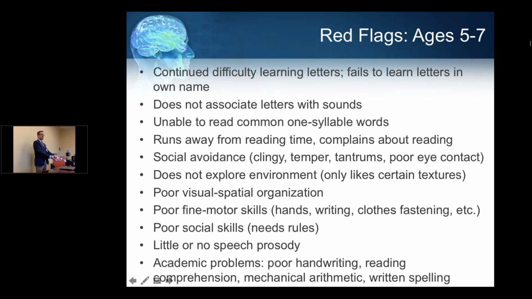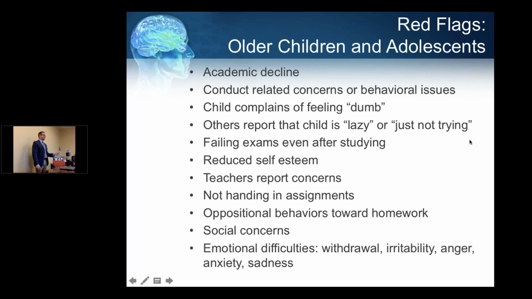The brain has the ability, you see it at home, right? So there's something else going on. And so it's important that you analyze those. When I do my assessments, I always give teachers stuff to fill out, unless the kids are itty bitty. Because you want to know, what are the teachers seeing? For older kids, it's going to be the academic decline, behavioral issues. The child will say they feel dumb, school avoidance behavior. Others will say they're just lazy, they're not trying.